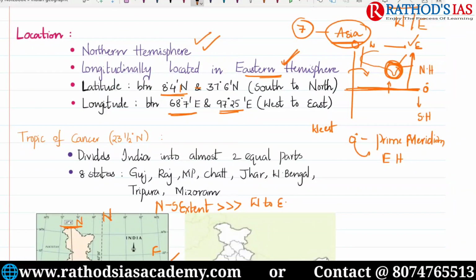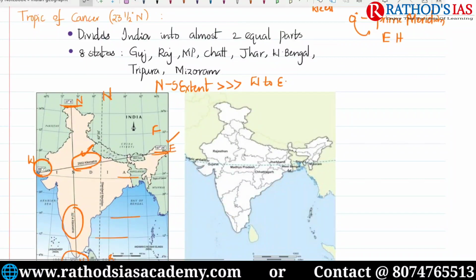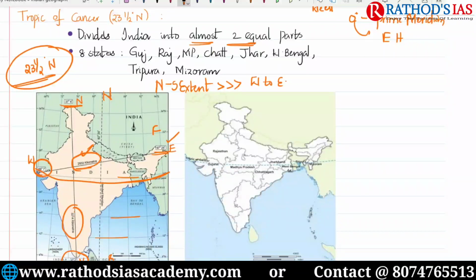If you are talking about the Tropic of Cancer, it is very important. The Tropic of Cancer is nothing but the 23.5 degree north latitude, which mainly passes through India. What is the speciality of this Tropic of Cancer? It divides India into almost two equal parts. You can see here, this line is the Tropic of Cancer, and it is dividing India into almost two equal parts.